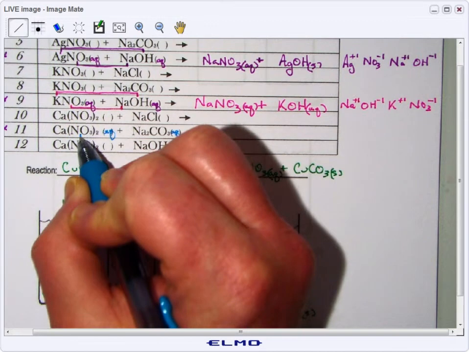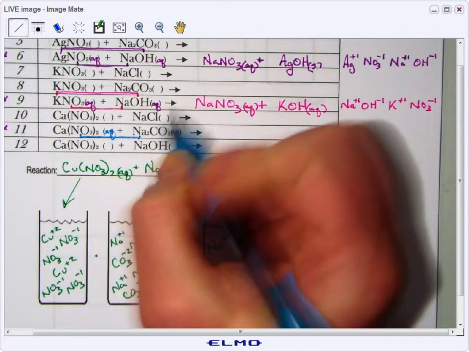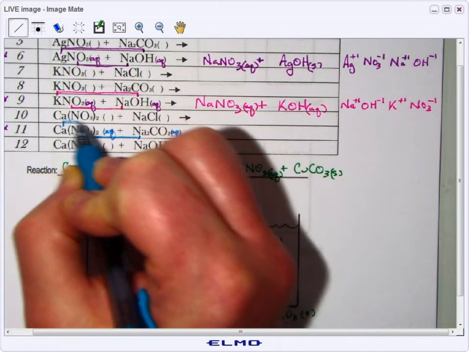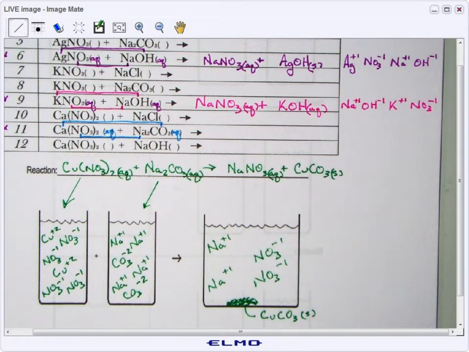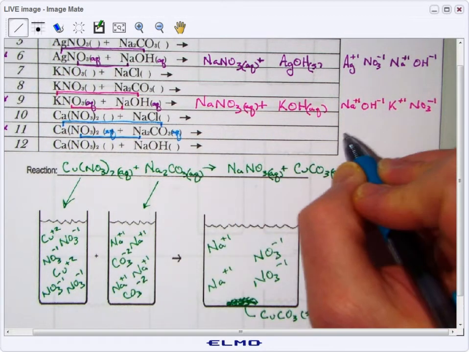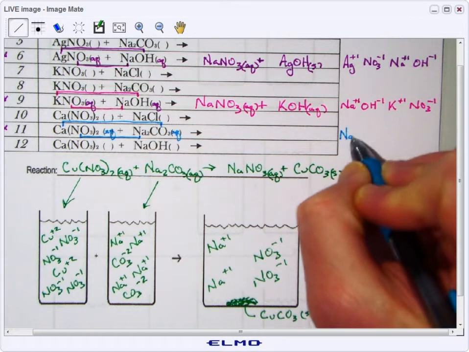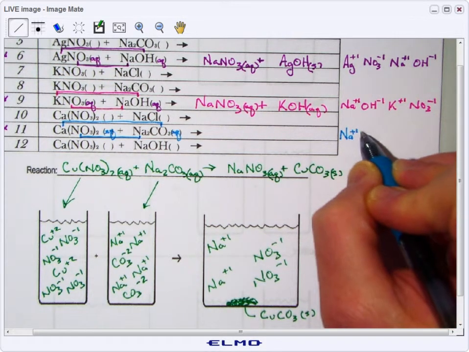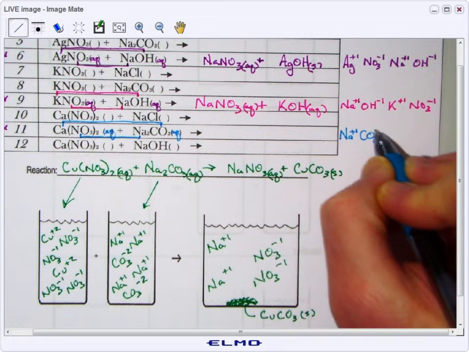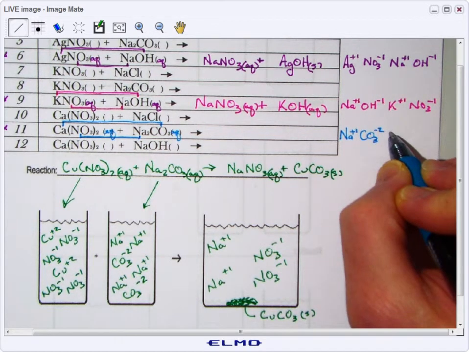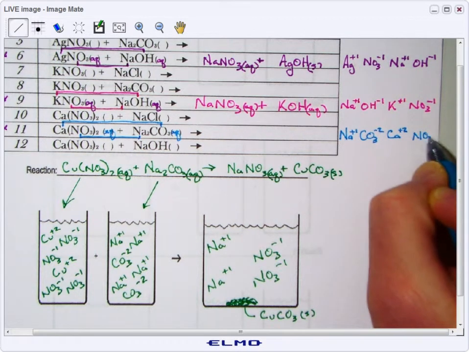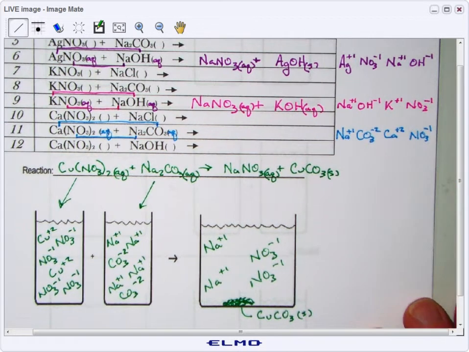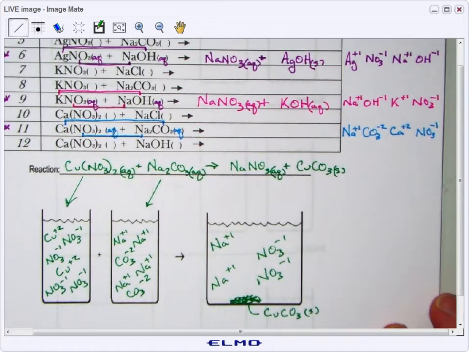My dance partners, again, are sodium and nitrate. We have calcium and carbonate. So I'll show you the charges on them once more. Na is a +1, carbonate is -2. Calcium is a +2. Nitrate is a -1. You see that? Yeah, you can see it.